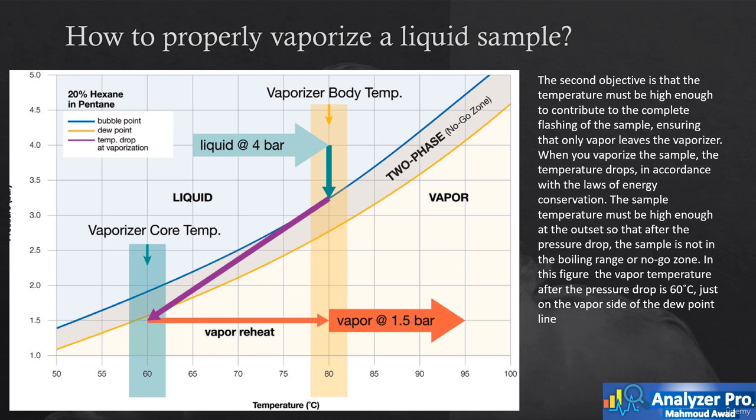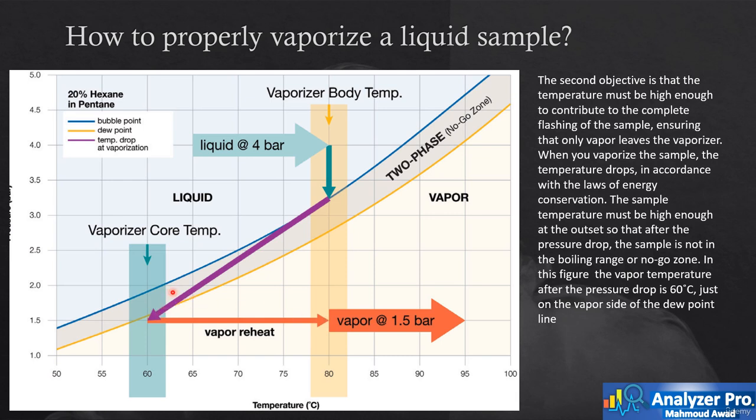The second objective is that the temperature must be high enough to contribute to the complete flashing of the sample, ensuring that only vapor leaves the vaporizer. When you vaporize the sample, the temperature drops, in accordance with the laws of energy conservation. The sample temperature must be high enough at the outset so that after the pressure drop, the sample is not in the boiling range or no-go zone.